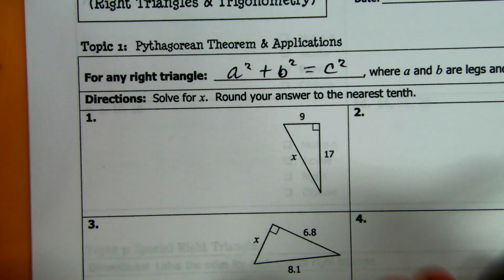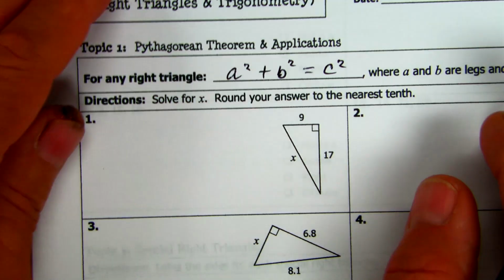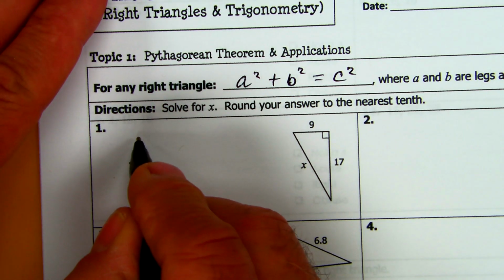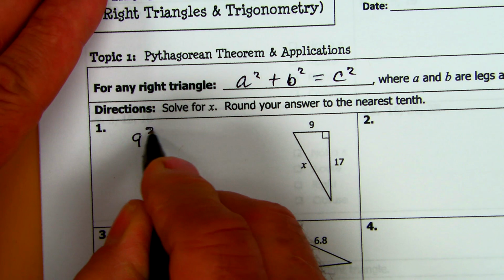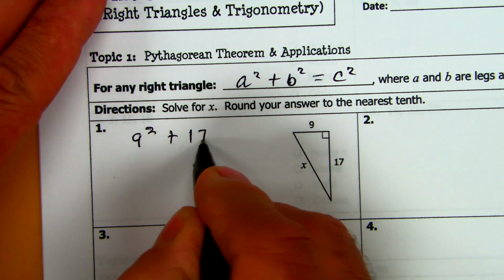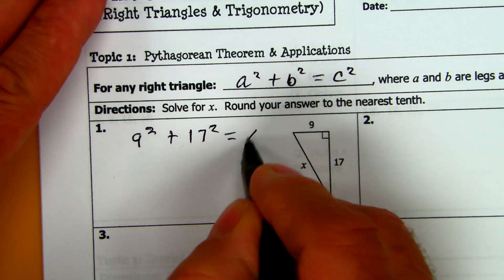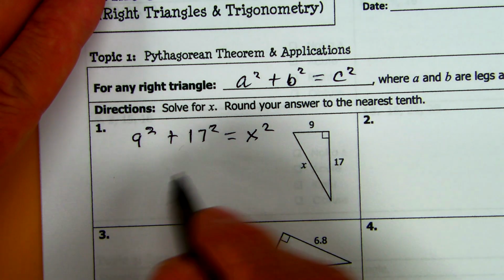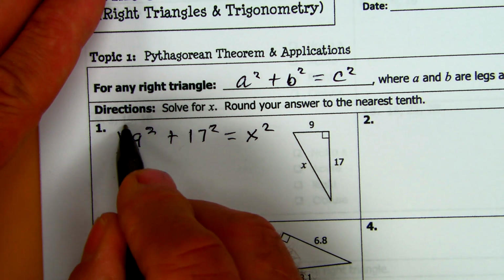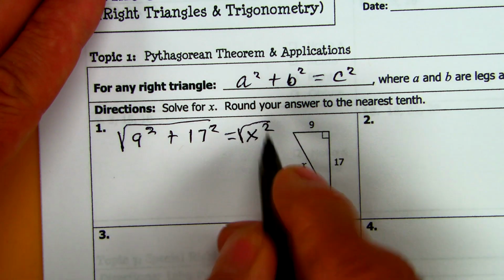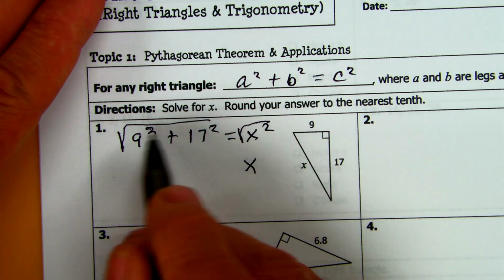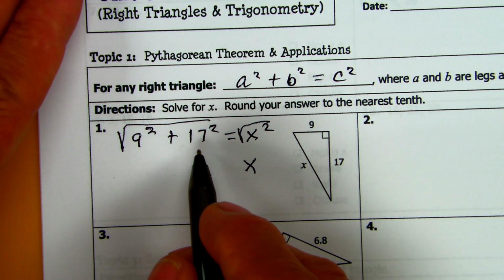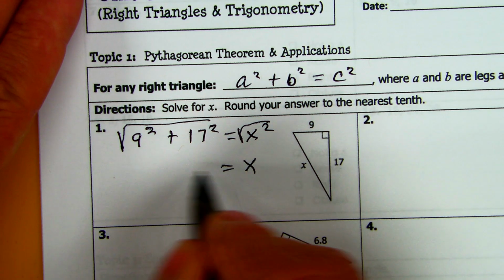So problem number 1, we're looking for the hypotenuse here. So we're going to take one side, square it, plus the second side, square it, and that's going to equal the hypotenuse squared. Now if we take the square root of both sides, we're going to get x. If we put this in our calculator, second square root of 9 squared plus 17 squared, we get x is equal to 19.2.